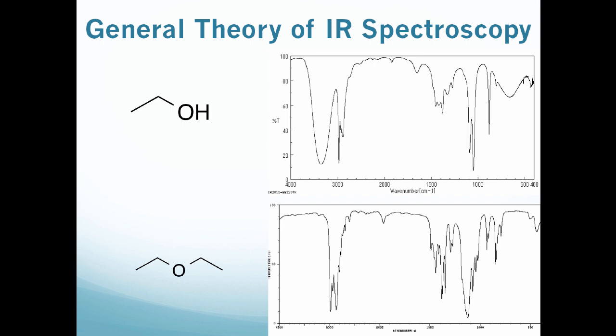So if we compare ethanol and diethyl ether, both compounds have covalent bonds. They have carbon, oxygen, and hydrogen, but you can see they have very different IR spectra. And the reason is because of the different nature of these molecules, they have different bonds, they absorb light at different energies to give very different IR spectra.